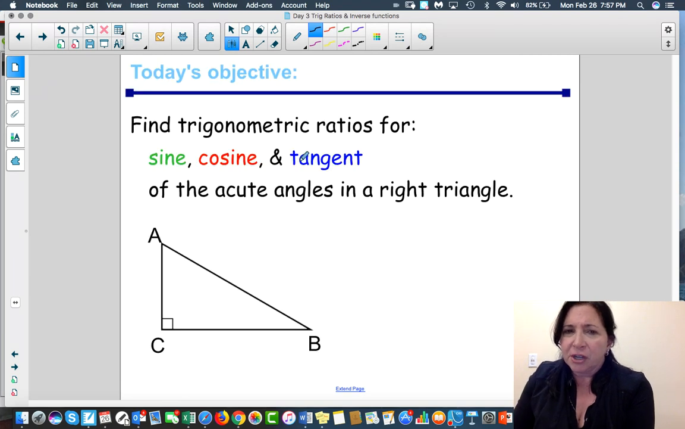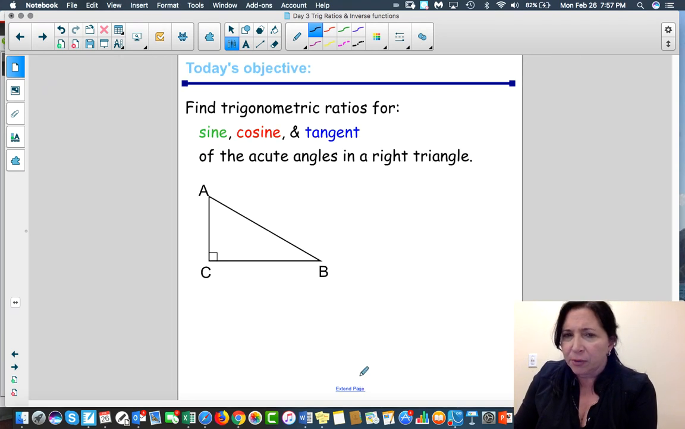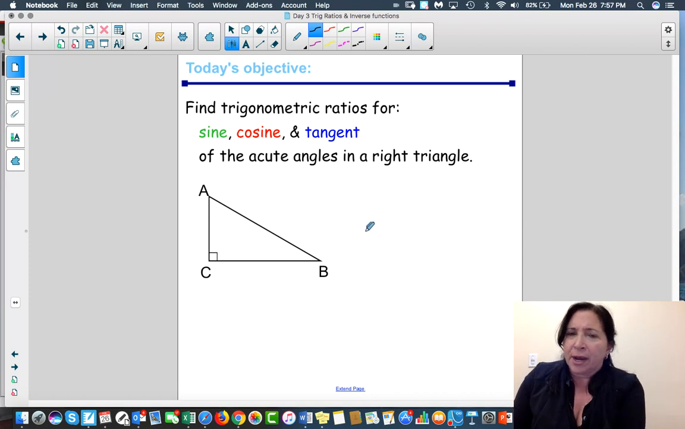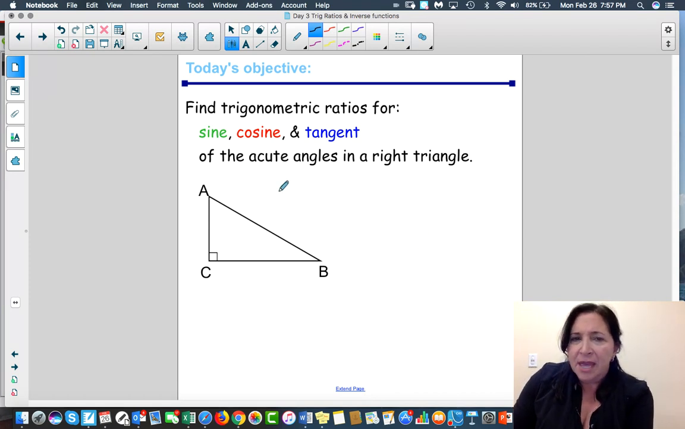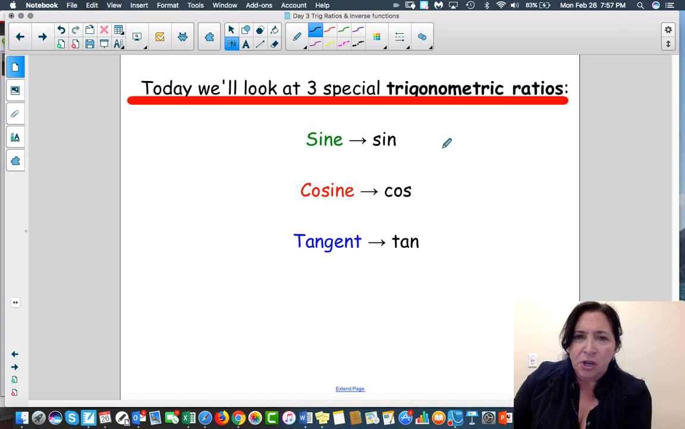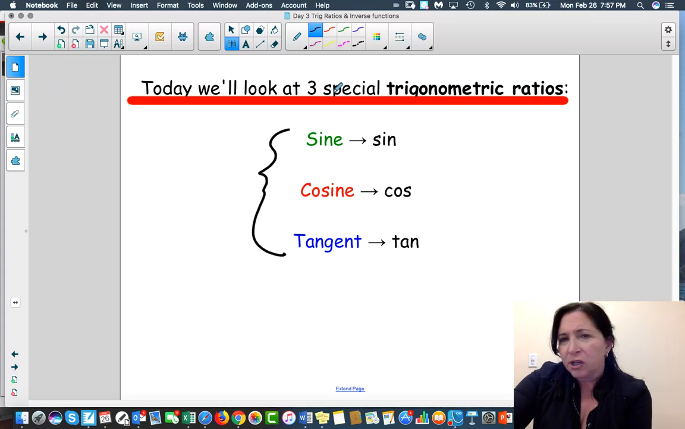Now, with these ratios, your job is to find trig ratios for sine, cosine, and tangent for the acute angles of a right triangle. This is our objective, okay? And of course, you're going to need to know what sine, cosine, and tangent mean. So today we're going to look at trig ratios for these three values, sine, cosine, and tangent. And you're only going to use these trig ratios when you have a right triangle.